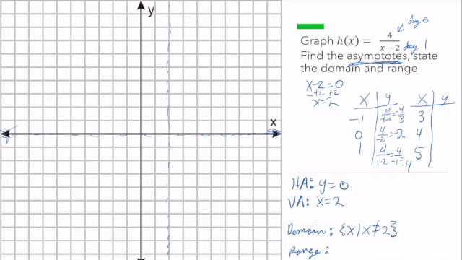So let's go ahead and graph this side. I have when x is -1, y is -4/3. I'm going to guess that's right about here. We know it's a little more than 1. When x is 0, y is -2.